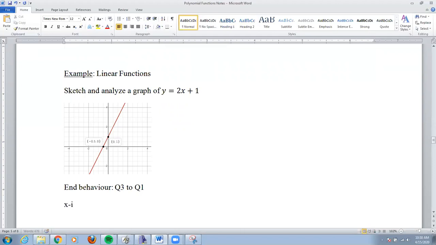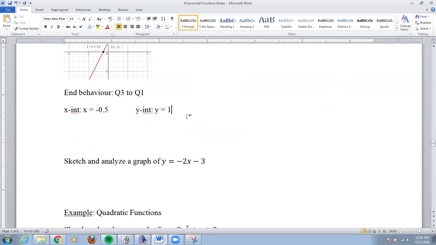X-intercept would be x equals negative 0.5, which is right there. Y-intercept would be y equals 1. Okay, so we'll state the end behavior, the x-intercept, the y-intercept.